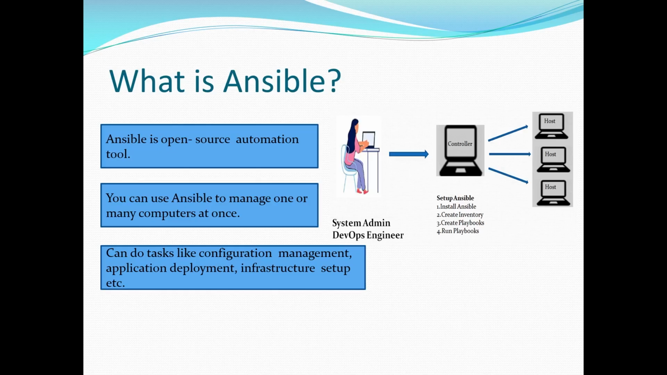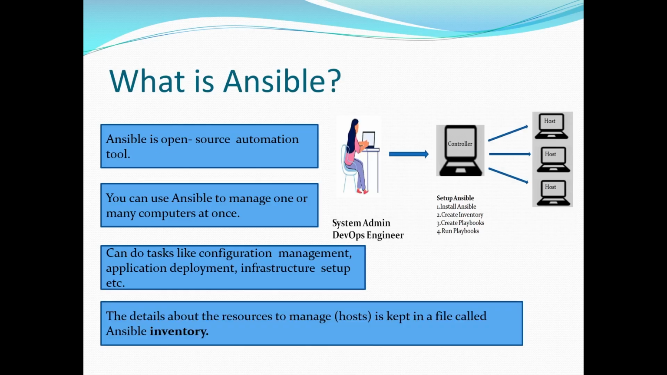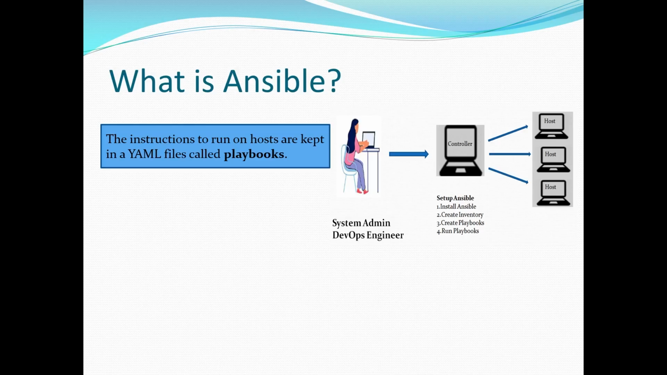Now the details about the resources to manage hosts, or the systems where you want to run the instructions, are kept in a file called the Ansible inventory. I told you, right? The file is called the inventory. All the details of the machines are kept in the inventory. And the instructions to run on hosts are kept in a YAML file called Playbooks. So playbook is the file having the instructions, and inventory is the file having the data of the host machines. Hope you are understanding this. We will understand it even better when you are doing it practically.